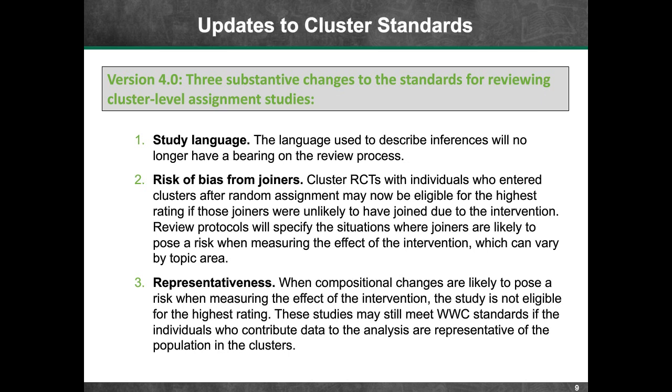For example, students may be unlikely to enroll in a school because a certain math curriculum was being offered there. Under version 3.0, any joiners in these schools would have been considered a risk, even though the joining was unlikely to be related to the intervention. But under version 4.0, the joiners may not affect the study rating.